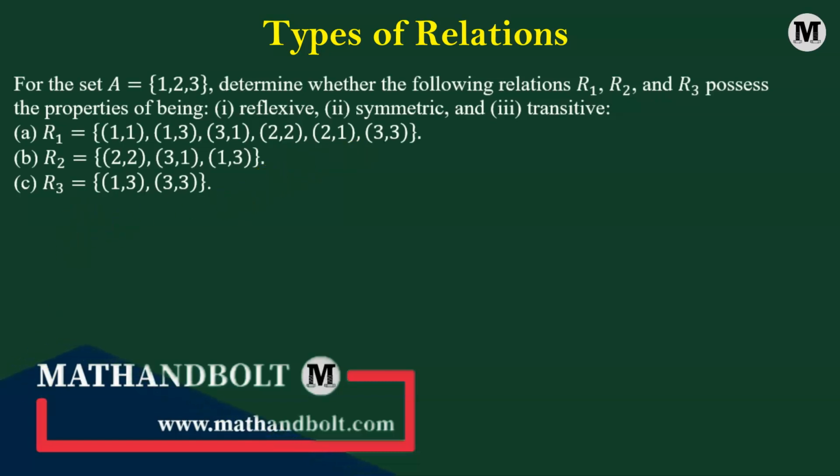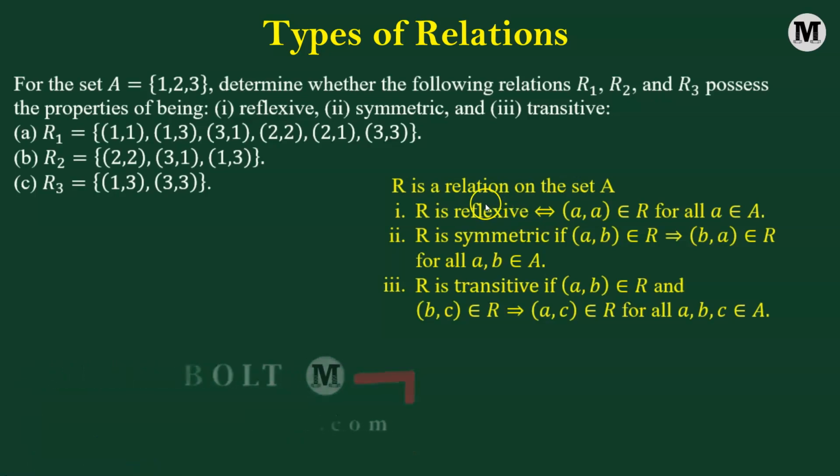So let's quickly go through the definitions first. Let's say we have a relation R on the set A. Then R is going to be a reflexive relation if and only if the ordered pair (a, a) belongs to the relation R for all values of a belonging to the set A. Then R is going to be symmetric if the ordered pair (a, b) belonging to the relation R implies that (b, a) belongs to the relation R for all a, b belonging to the set A.